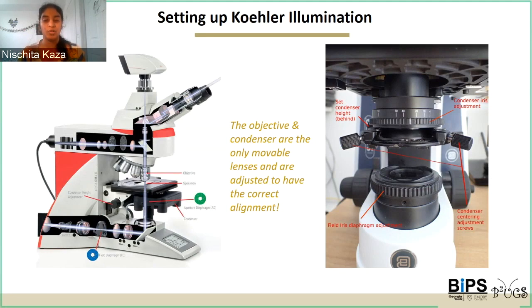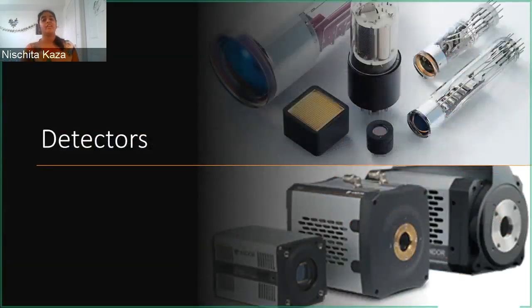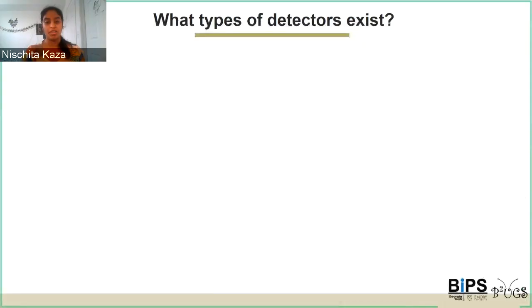And if you follow these, you should be able to get well illuminated samples every single time. Okay, so now that we looked at different types of sources and how to set up a good illumination scheme, let's look at things on the other end of the imaging system, which are basically the detectors, or just any place where an image can form. So let's look at what types of detectors we can have.